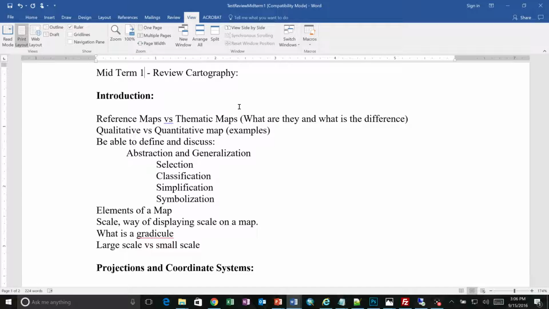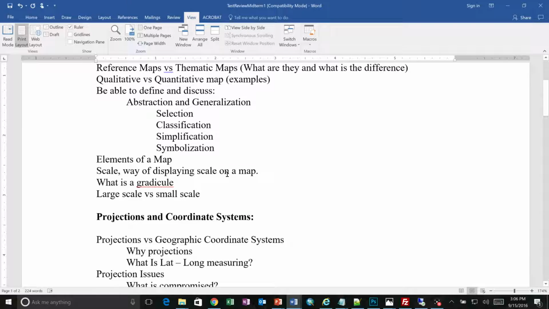So you can talk about that. Now, it's important that you understand. Oh, I almost skipped over graticule. What's a graticule?